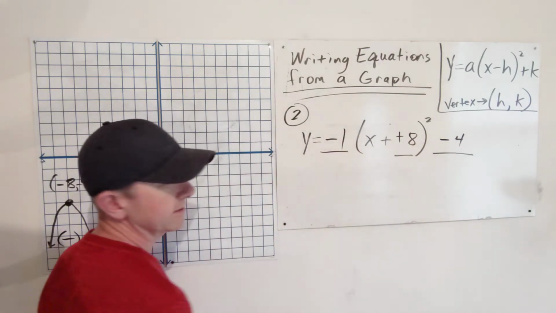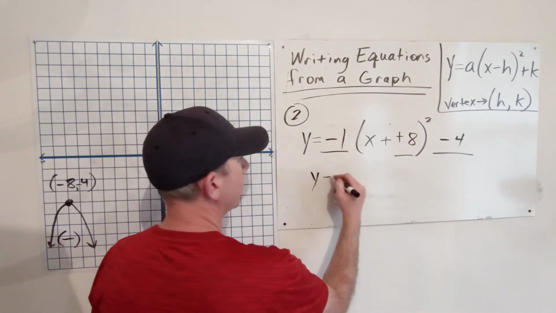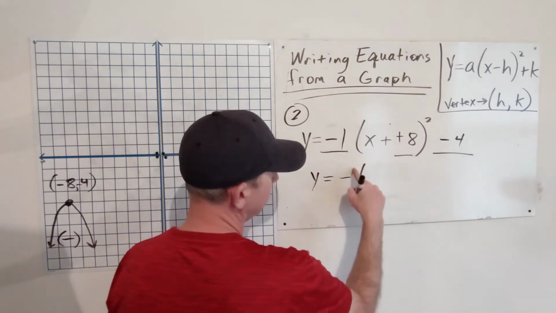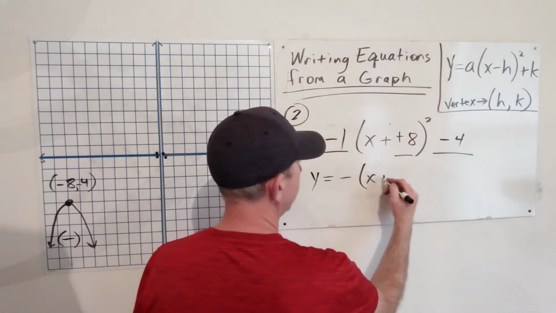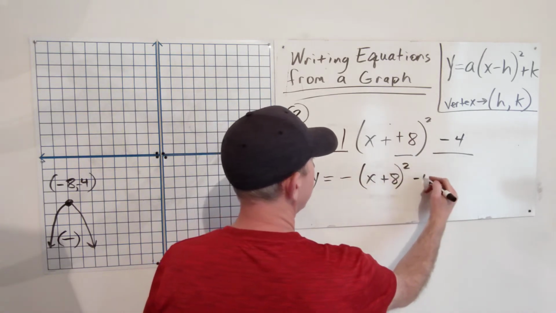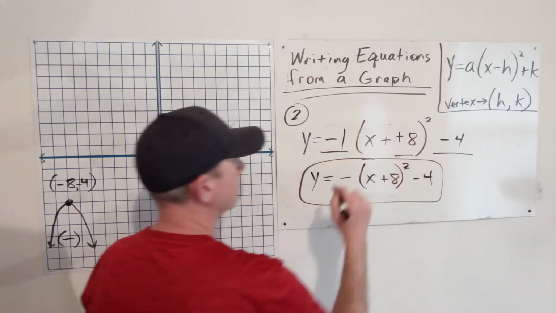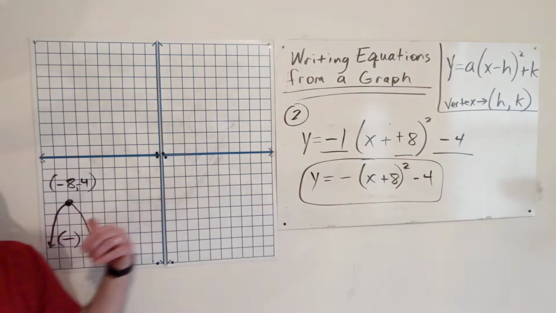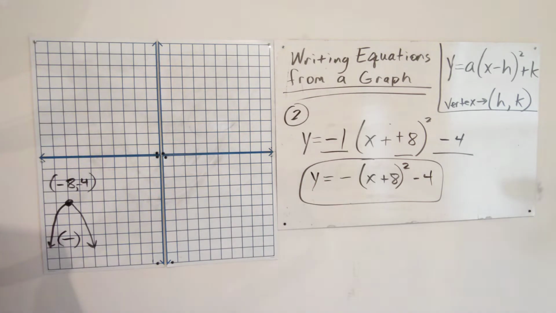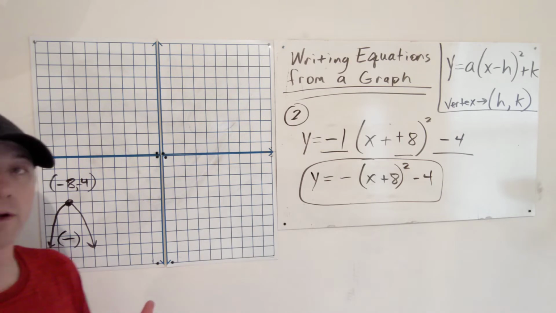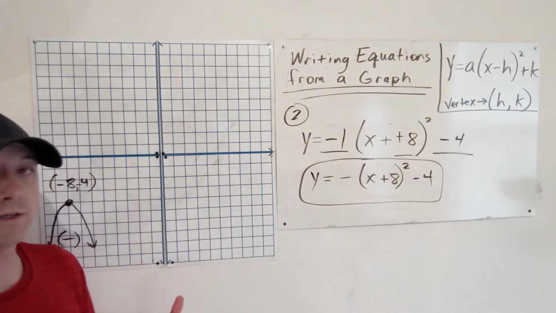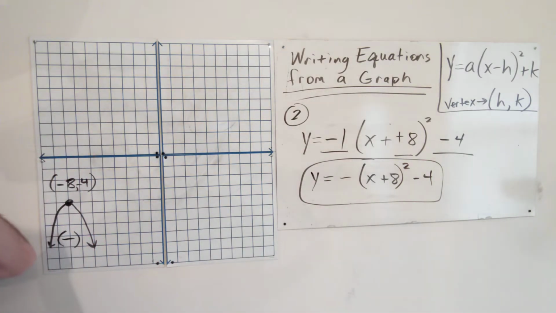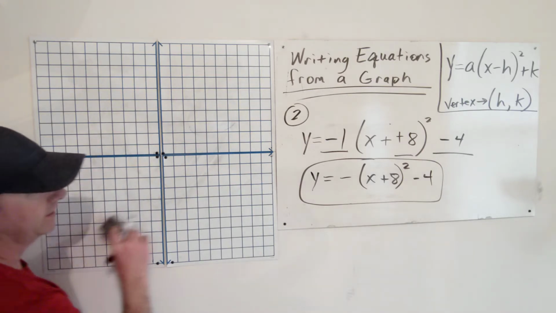So you could leave it like this, but if it's fill in the blank like our homework, you can put the -1 if you want, but you don't have to. X plus 8 squared minus 4. And there we go. That would be our equation for the graph. Okay, so there's 2 of them in vertex form. What we're going to do now is I'm going to show you 2 more where we actually start out going in vertex form, and then we move it and finish it up to put it into standard form. So let's go ahead and do that now.